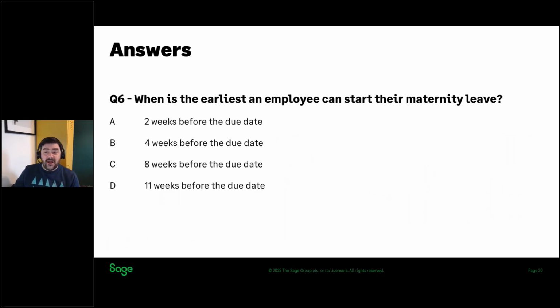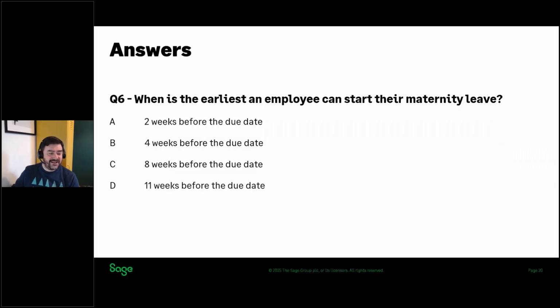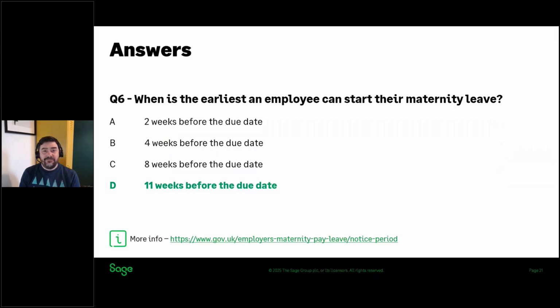Question 6 then. When was the earliest an employee can start their maternity leave? Let's see what you said on this one. So another strong response for 11 weeks before the due date. 88% of you were saying that. So were you correct on that one? Let's have a look. It was indeed 11 weeks before the due date. The exception being if the baby arrives before that date, in which case the SMP would start the day after the baby is born. Quite commonly here, the employee would probably start their maternity leave a little later than that.